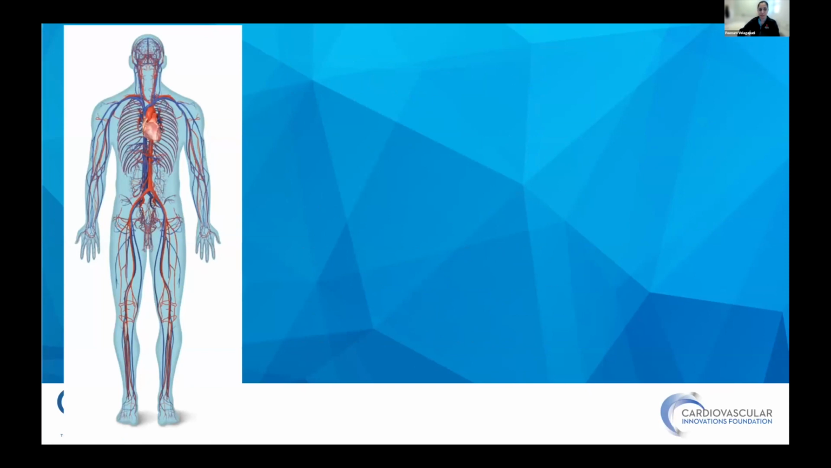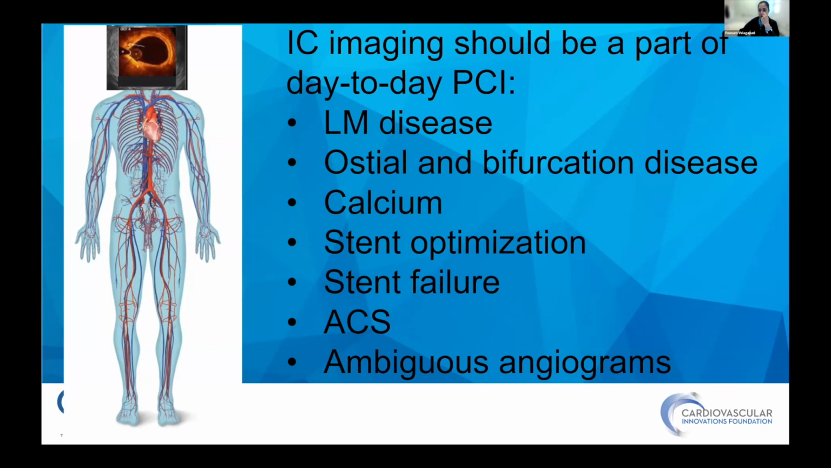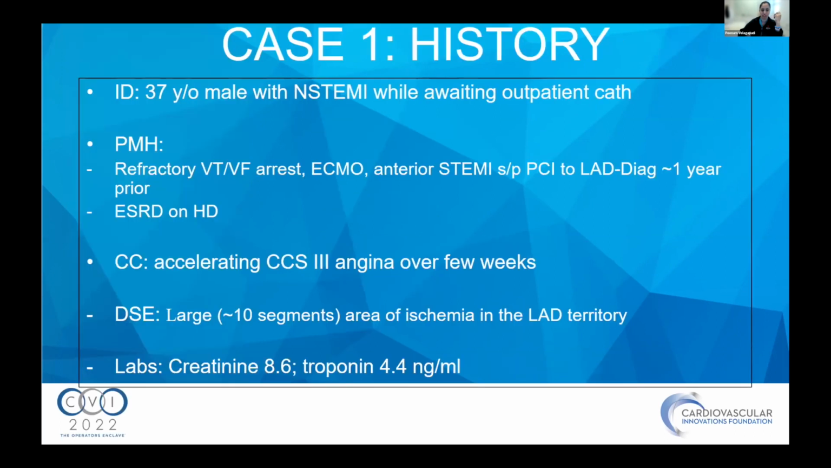So in my mind, imaging is the brain of PCI, and whatever we do, whether left main or ostial bifurcation, calcium, stent optimization, stent failure, ACS, or ambiguous angiograms, intracoronary imaging is really, really important, and it should be a part of our daily PCI.